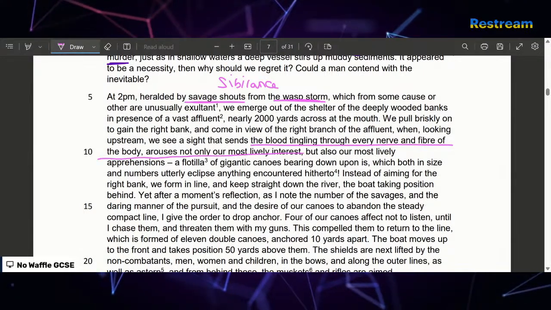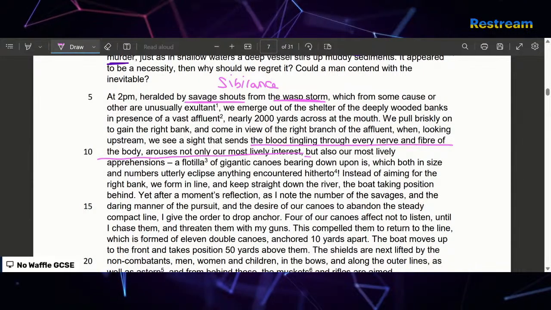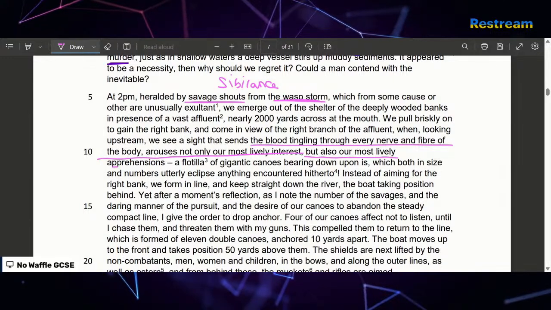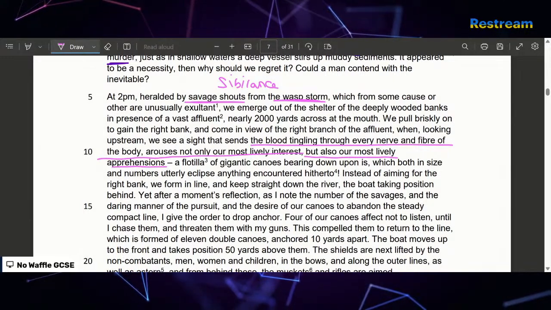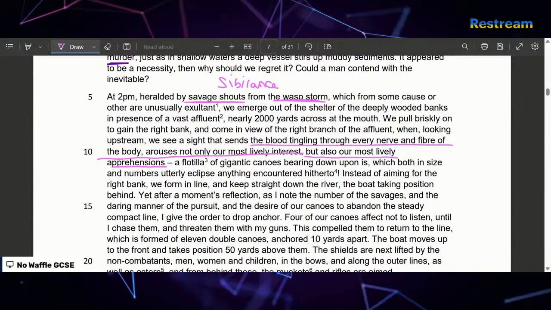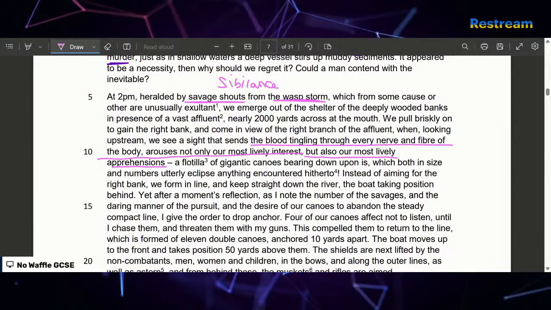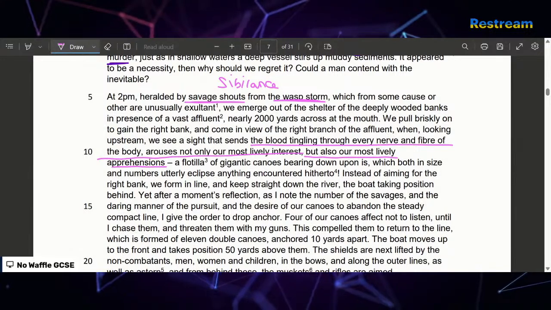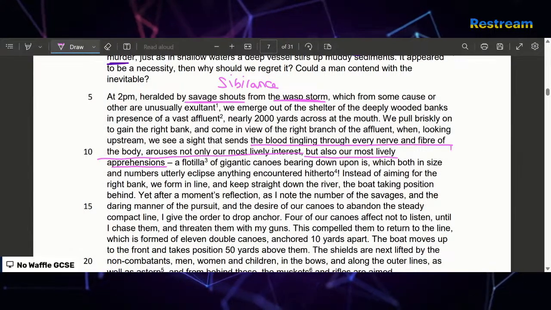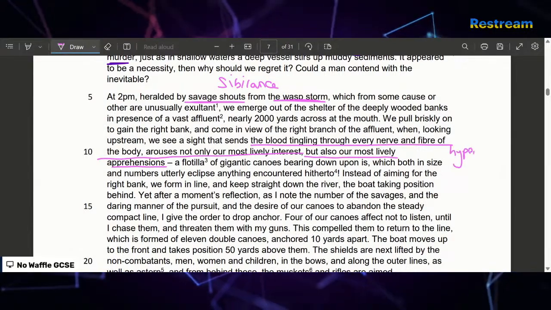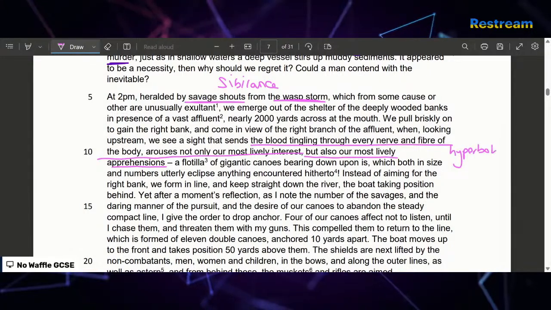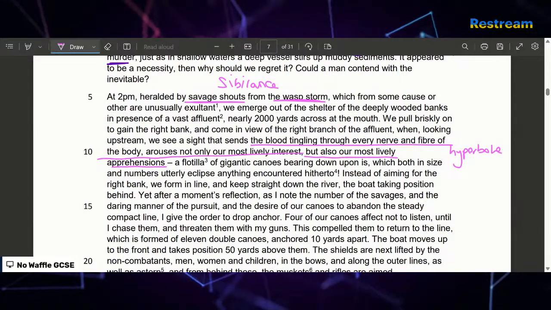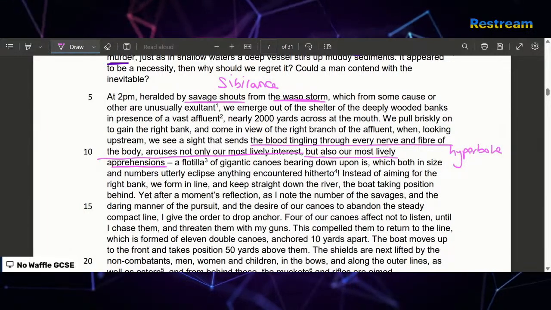Arouses not only our most lively interest, but also our most lively apprehensions. So, first of all, I don't want to talk too much about structure here, but it's a complex sentence, lots of detail within it, highlighting the very complex nature of their emotions. The blood tingling through every nerve. So this is a hyperbole, however you say it. It's exaggeration, intense exaggeration. And this characterizes the fear that's instilled in them.